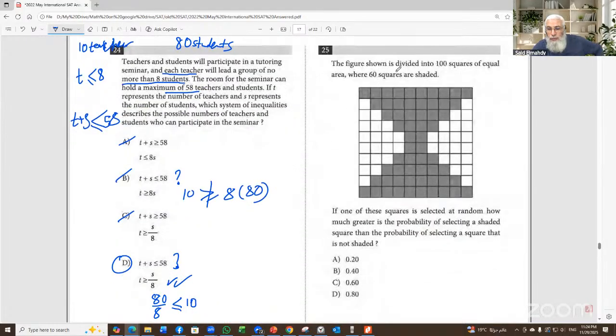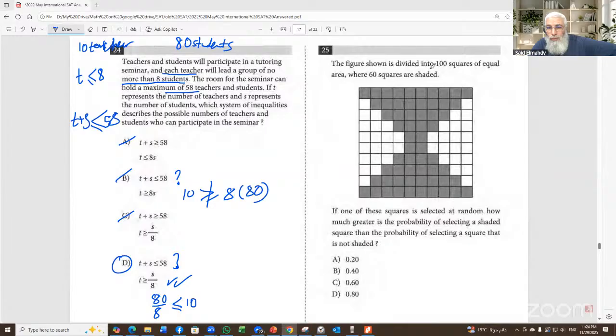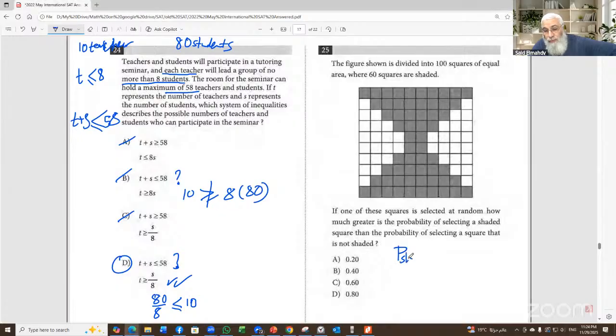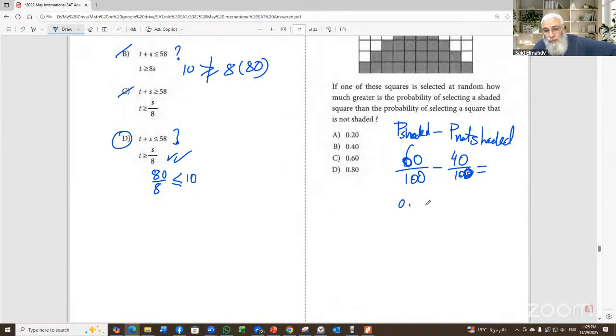25, the figure shown is divided into 100 squares of equal area, where 60 squares are shaded. If one of these squares is selected at random, how much greater is the probability of selecting shaded? So probability of shaded minus probability of not shaded square. Probability of shaded is 60 out of 100, minus probability of unshaded is 40 out of 100, which is 0.6 minus 0.4, sorry, is equal to 0.2. So the answer is 0.2.